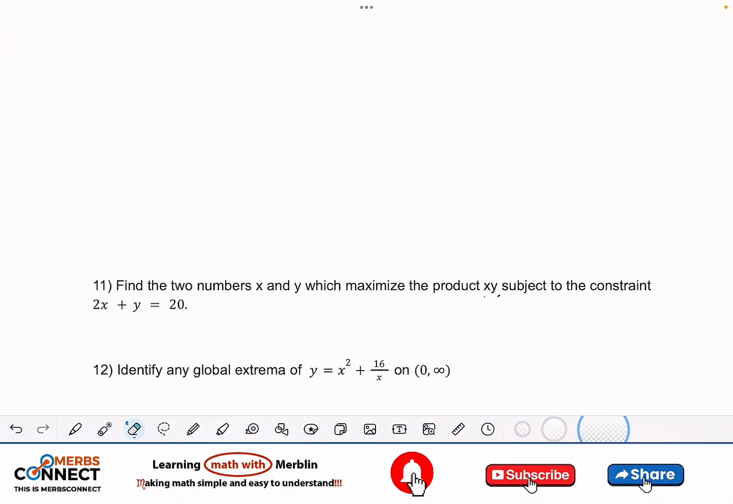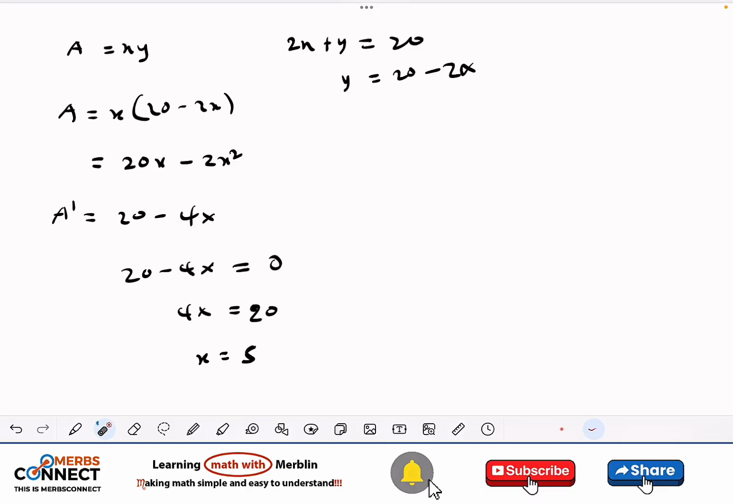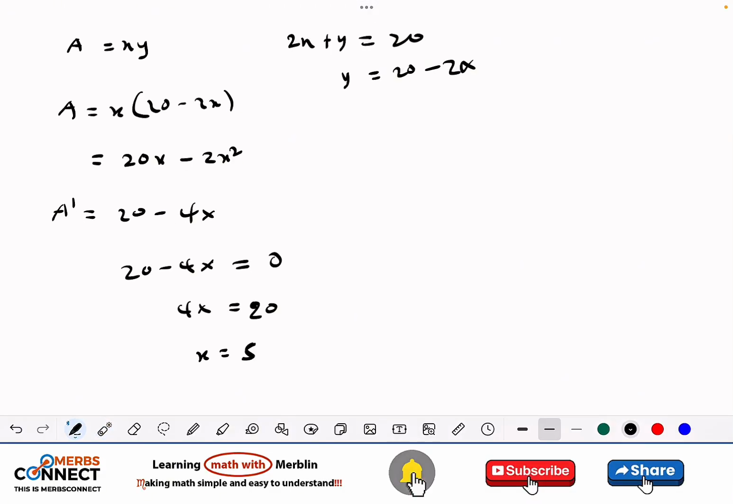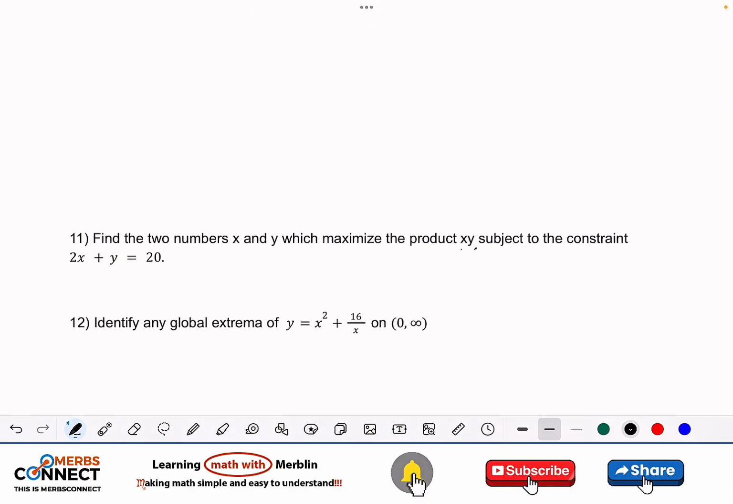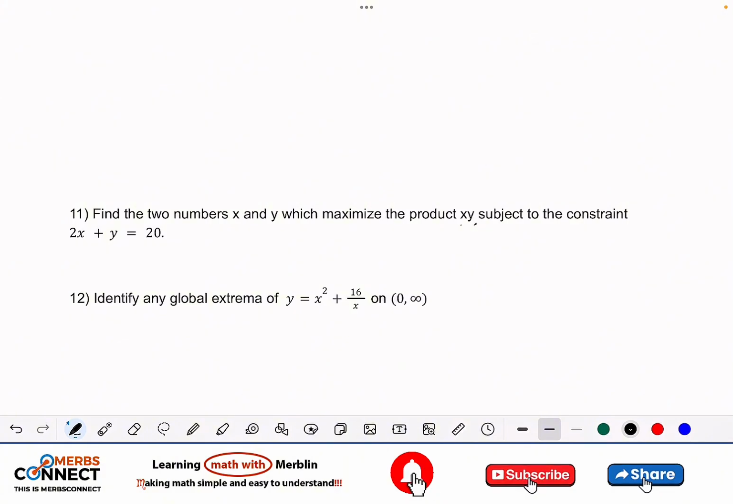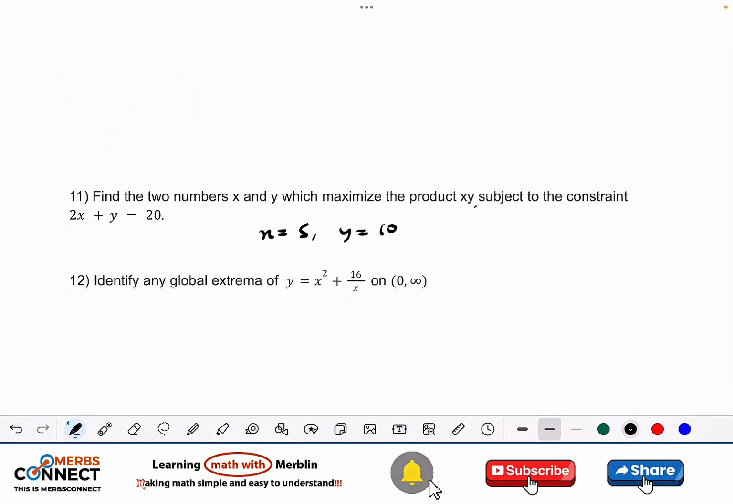Good. So what are we looking for? We are looking for the two values, x and y. So now we need to find y. Y is equal to 20 minus 2x. What is x? X is 5. So 20 minus 2 times 5 gives us 10. So the x and y values that are going to maximize the product are x equal to 5 and y equal to 10. Yes, indeed. That's what we are going to get.